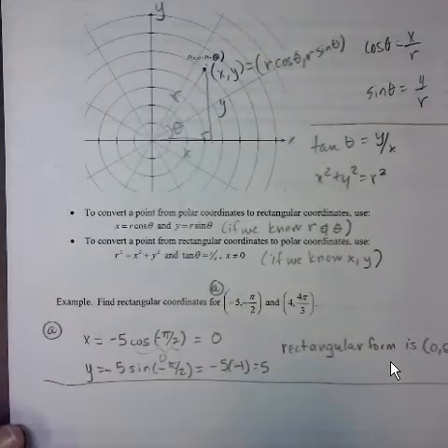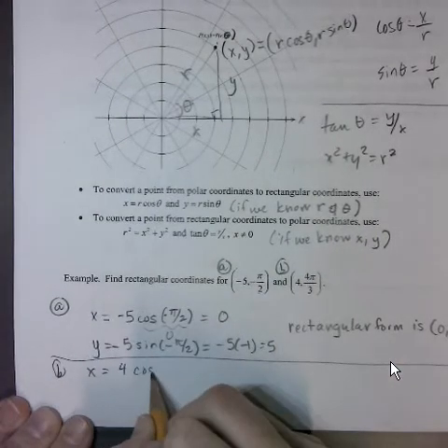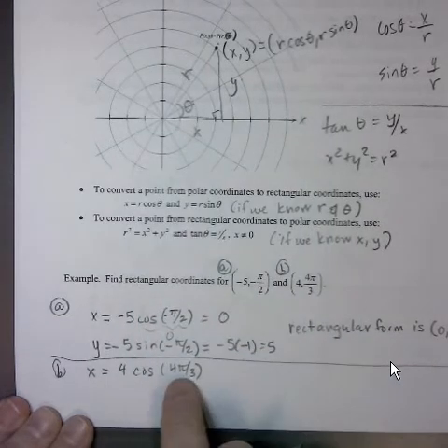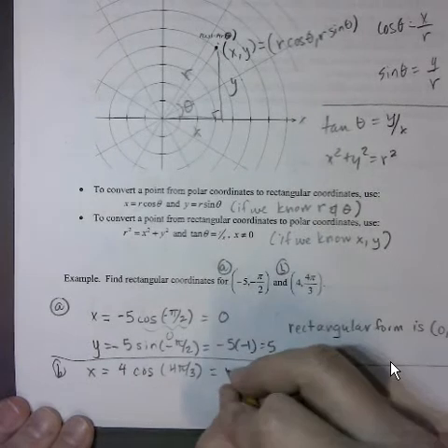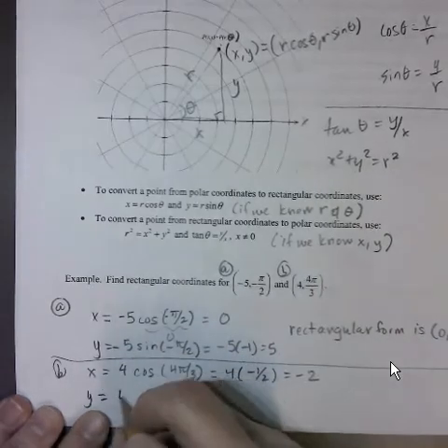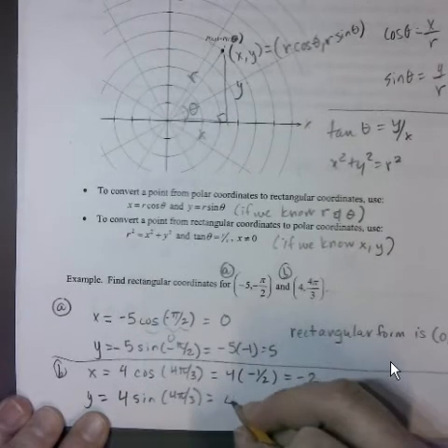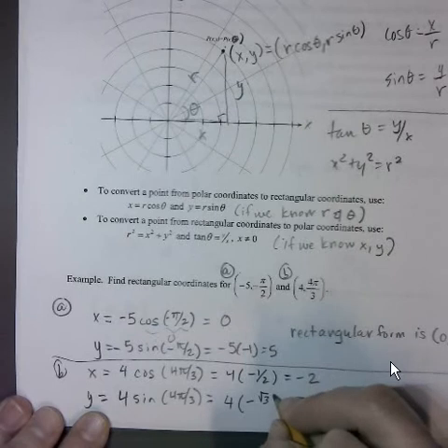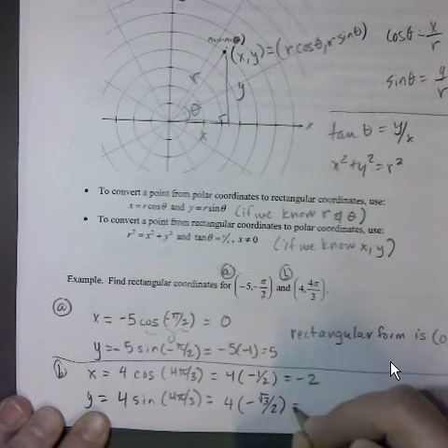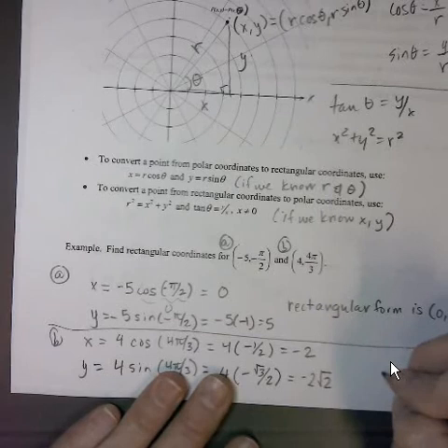All right, in B, let's call this B. In B, x equals 4 cosine of 4 pi over 3. That's quadrant 3. Cosine is negative, right? So 4 times negative 1/2, which is negative 2. Y equals 4 sine of 4 pi over 3. Sine is also negative in quadrant 3, and square root of 3 over 2 if the reference angle is pi over 3. So negative 2 square root of 3. So the rectangular form is negative 2, negative 2 square root of 3.